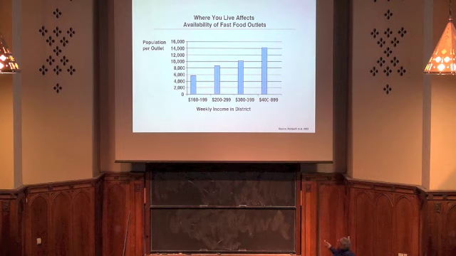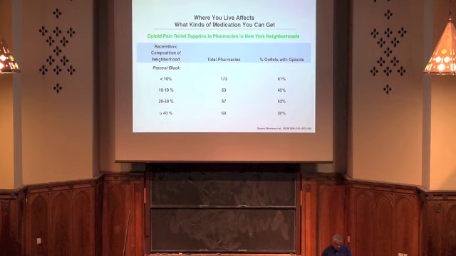The richer neighborhoods have higher numbers of people per fast food outlet, so fewer fast food outlets per person. And the poorer neighborhoods have fewer people per fast food outlet, so more fast food outlets per person. Okay? So the availability of fast food varies according to the wealth of the neighborhood. If you live in a poor neighborhood, there's higher availability per capita of fast food locations.